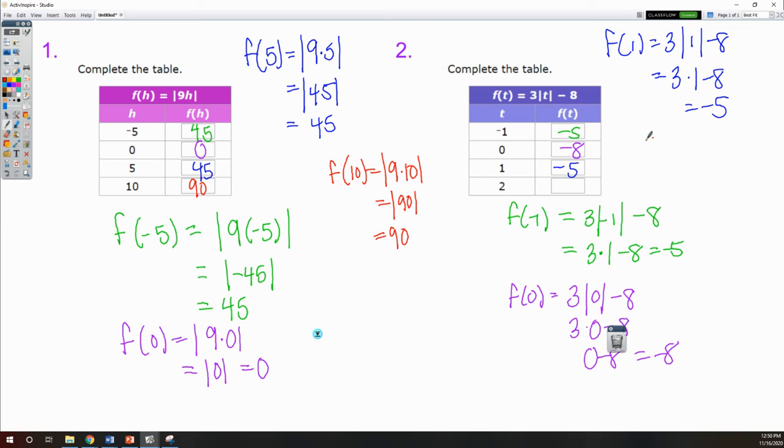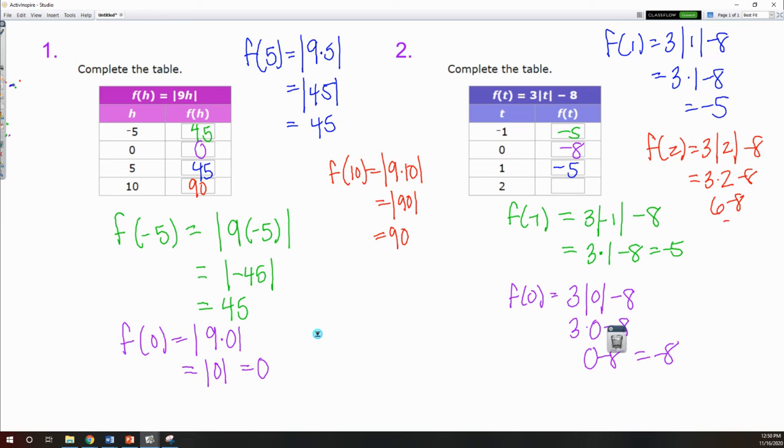And last but not least, we're plugging in a 2. So f of 2 means I'm taking 3 times the absolute value of 2 and subtracting 8. The absolute value of a positive number stays positive, and that's 6 minus 8, which is -2.